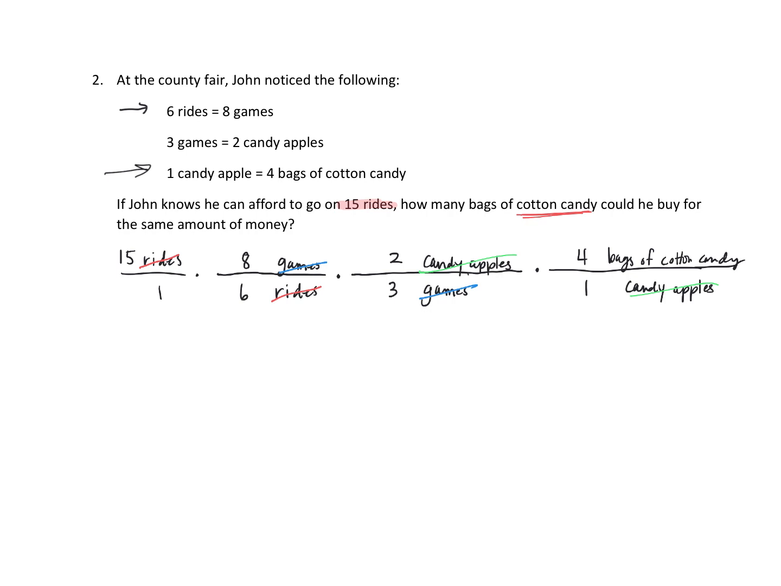So at this point, I'm going to multiply all the numerators together. So 15 times 8 times 2 times 4. And I got 960 over 6 times 3 is 18. So then I do 960 divided by 18. And I get 53.3, we'll just round to the nearest tenth, bags of cotton candy.